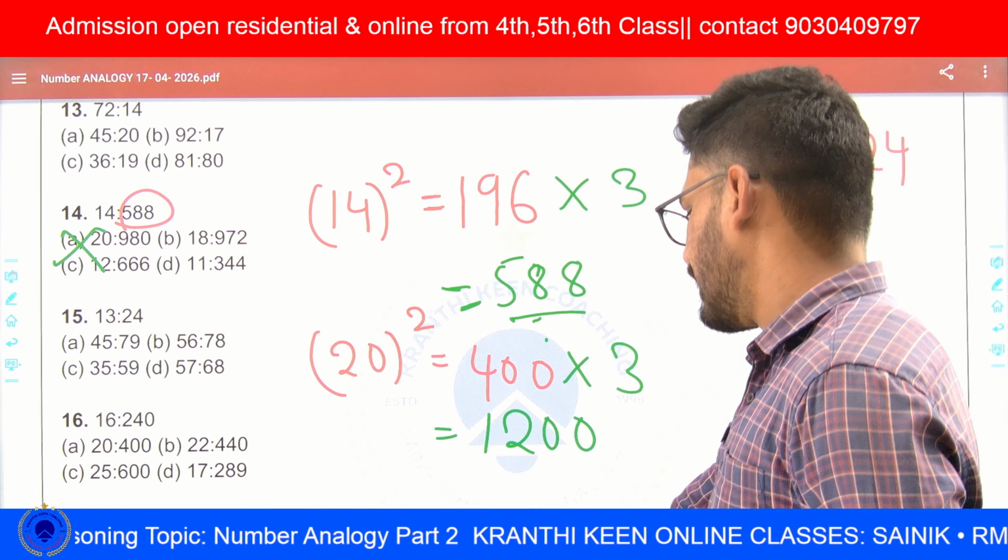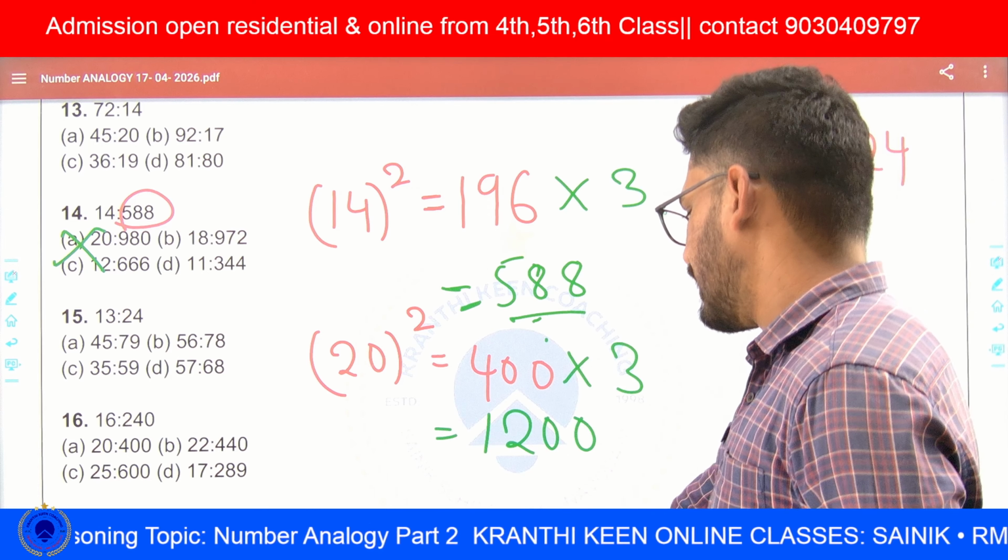Let's see option B, 3. 3 square is 9. 3 cube is 27. Here it is 29, so it also won't be our answer. Let's check 4: 4 square is 16, 4 cube is 64, so it also won't be our answer, and we are left with only one option, that is D. Let's check this: 2, 4, 8. 2 square is 4, 2 cube is 8, so option D follows the relationship. So our answer is option D.